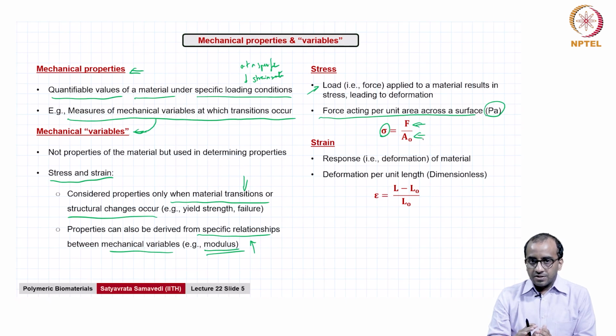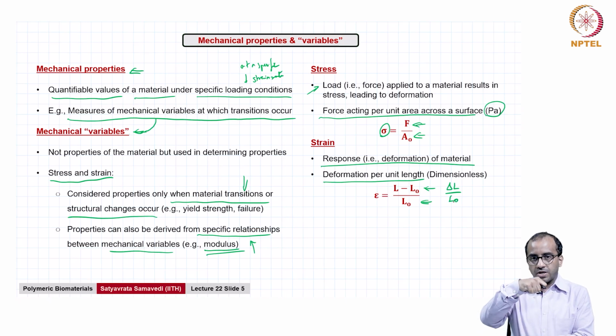Strain, which is the deformation or the response of the material to the applied load or stress, is deformation per unit length, and by definition it is dimensionless because it is the change in length over the initial length. So it has no units. Now one important aspect to keep in mind here is, let's assume you are doing tensile testing and you are pulling it this way. You are taking a material and you are pulling it this way.